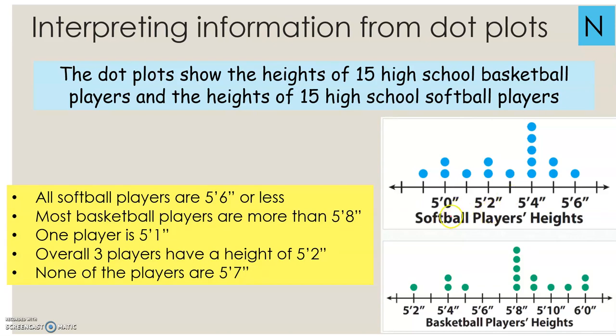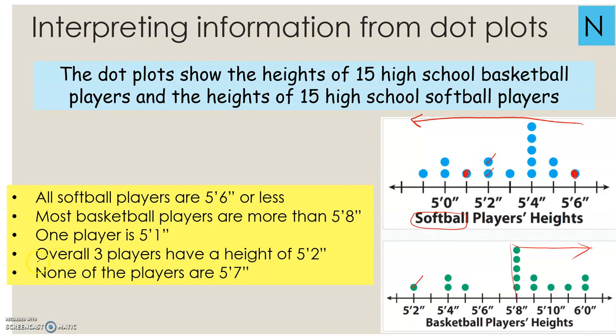All softball players, so I'm now looking at this dot plot here. All softball players are 5'6" or less. So that's my last dot there. So all of them are less than 5'6". Most basketball players are more than 5'8". So basically from there, most of them. There's only one player that's 5'1", because I don't have anyone here who's at 5'1". So I've all up only got one player who's 5'1", and overall 3 players have a height of 5'2". So there's 1, 2, and then I've got one more here.